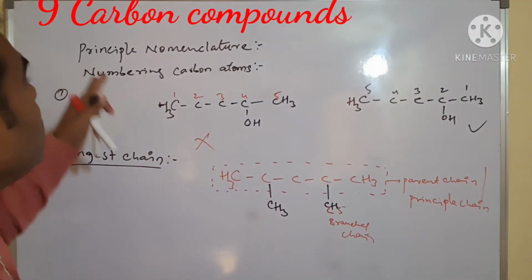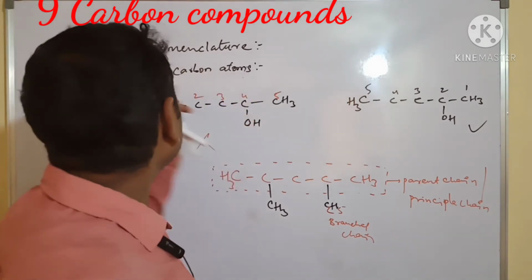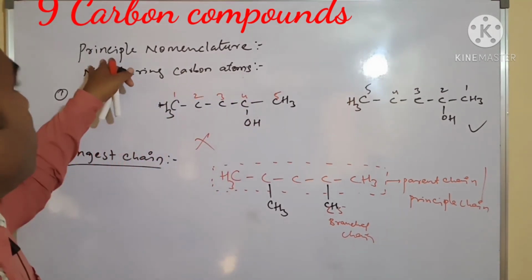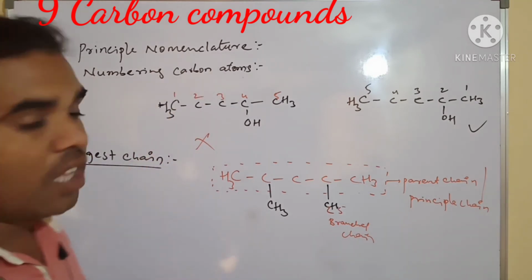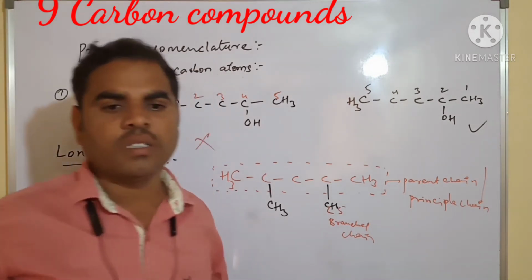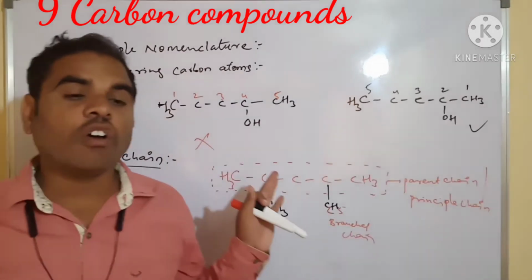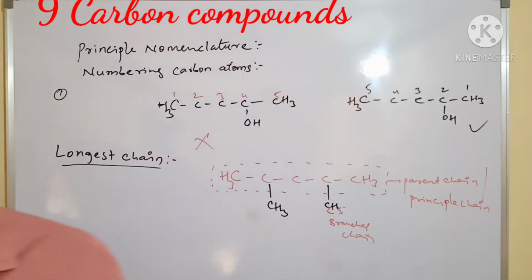This is about the nomenclature, the principal chain and numbering of carbon atoms. We have to select the longest chain.